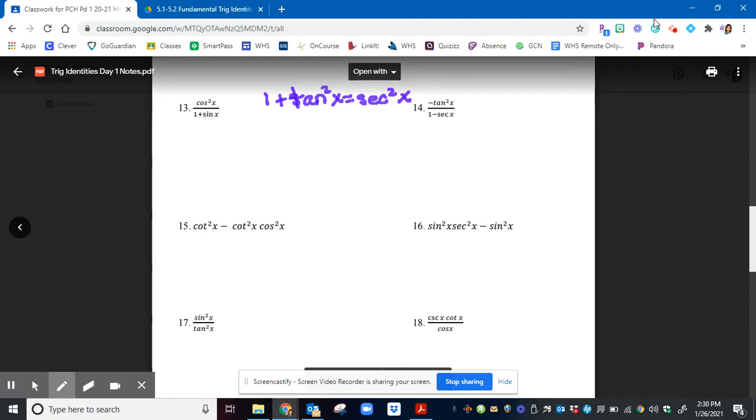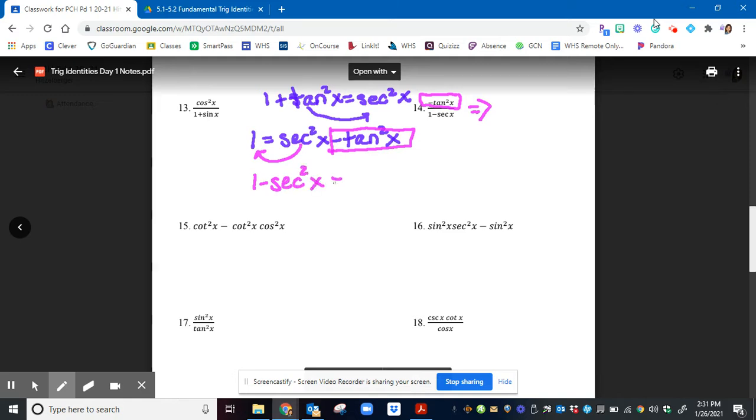All right, I want negative tan squared. So that means I had to subtract tan squared to the right-hand side. So I end up with 1 equals secant squared minus tan squared. And then I need to isolate the negative tan squared to be by itself, meaning that I need this section to be all by itself so that I can take this whole thing out and put something in its spot. Okay, so that means I had to subtract secant squared over. So 1 minus secant squared is equal to the negative tan squared.